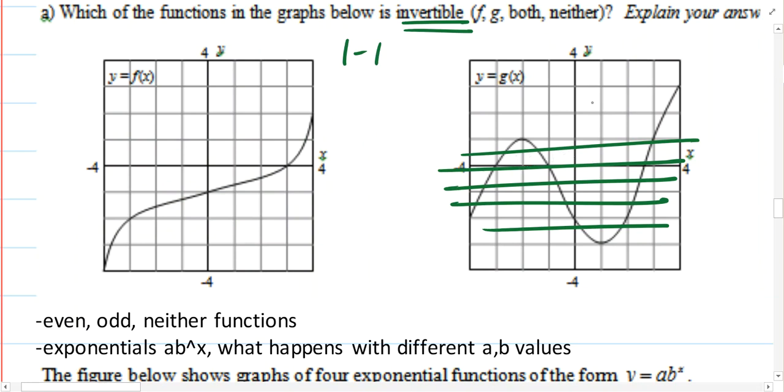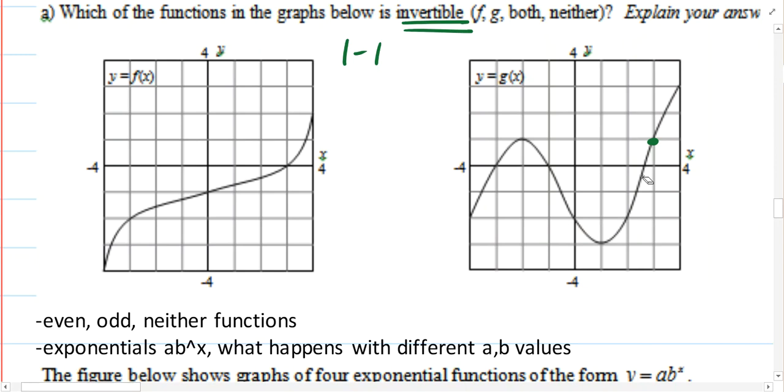Over here on the right-hand side, there are a whole bunch of horizontal lines that can be drawn that would touch the graph in more than one position. Therefore, this function is not 1-to-1. Therefore, it does not have an inverse, at least on this domain.